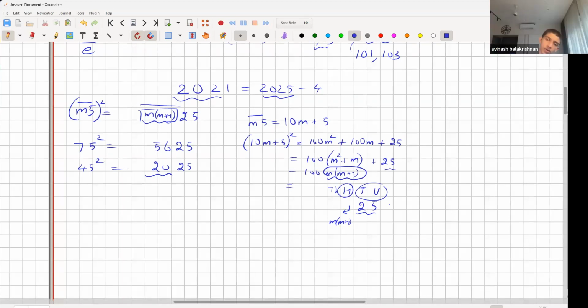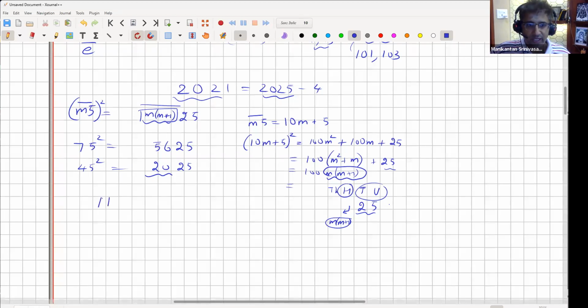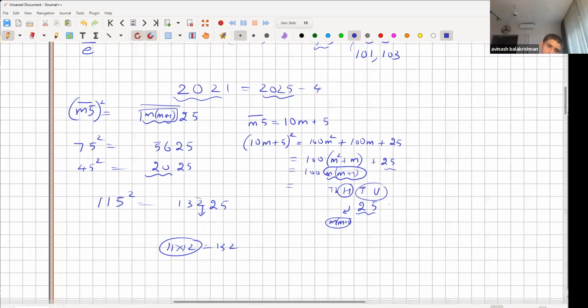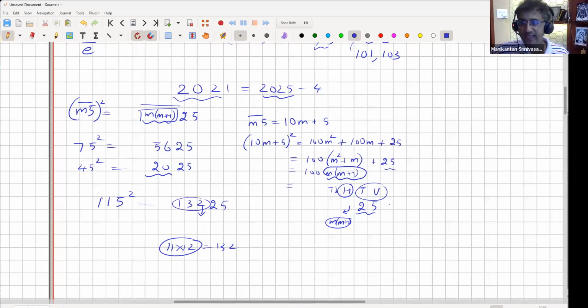And what about the thousands place, sir? Doesn't matter, right? M times M plus 1 could be a 3-digit number. For example, had it been 115 square, the same logic holds. I'll end in 25, and in the hundreds place, I'll put the product of 11 into 12. 11 into 12 is 132. So it's 132 hundreds. The number 132 itself has 3 digits, but it's 132 hundreds. So the 3 is the thousands place, the 1 is the 10,000s place, but doesn't matter. 132 hundreds, that's what matters.